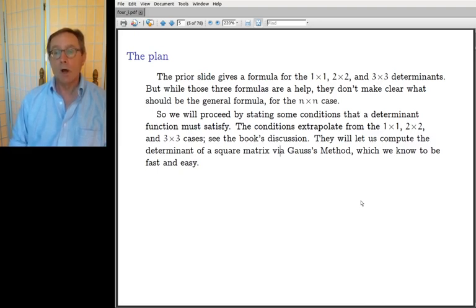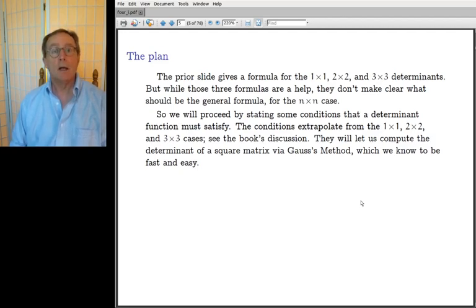So I'm going to talk about it for just a little bit. Instead of writing down that the determinant function is calculated by this formula, what we're going to do is say the determinant function is described by these conditions. And then we'll go looking for a function that satisfies those conditions. Eventually we'll come up with a formula, but we're going to start off by saying the determinant function satisfies these conditions.